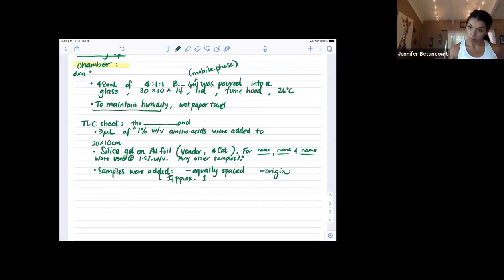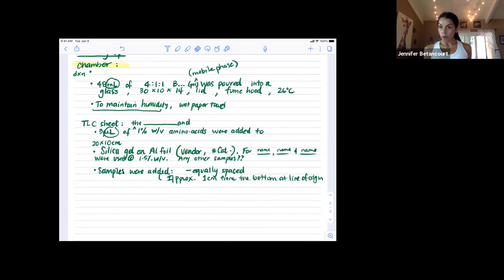Approximately, you're going to write that. Abbreviations for class, full words for reports, except for units. So you can actually write mL. You can actually write uL, and you should. Centimeters, write cm. Do not write the word centimeter. Approximately 1 cm from the bottom at the line of origin. Great.